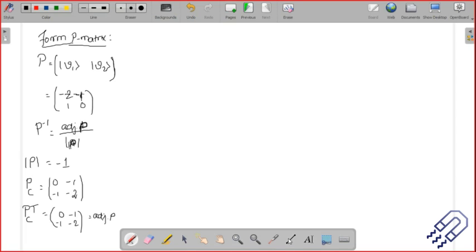We have this now. Next is to find out P inverse, right? So P inverse is, this is minus 1, and this is the adjoint. I'll just take it directly rather. 0 divided by minus 1 is 0, minus 1 divided by minus 1 is 1, minus 1 divided by minus 1 is 1, minus 2 divided by minus 1 is 2.